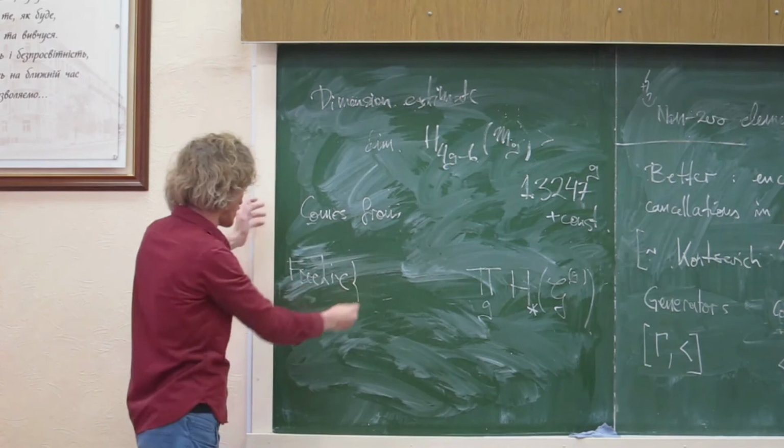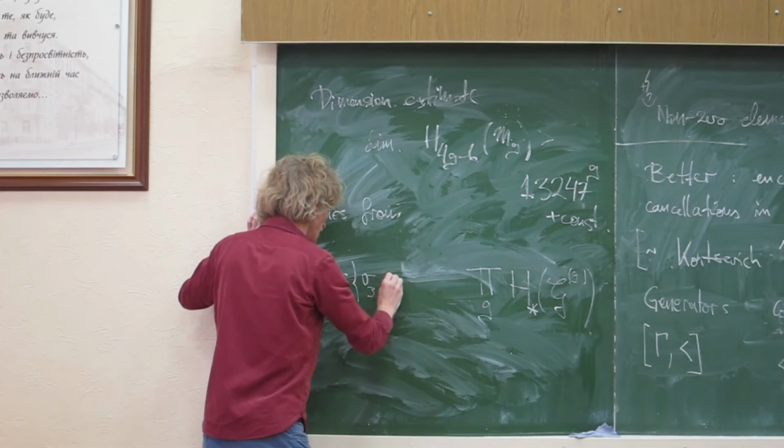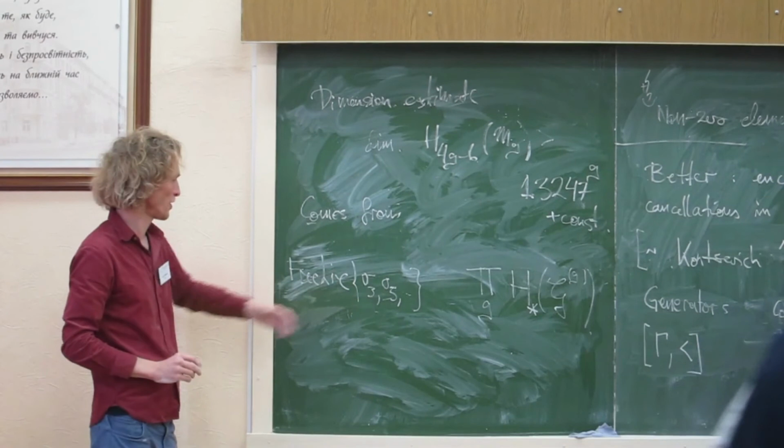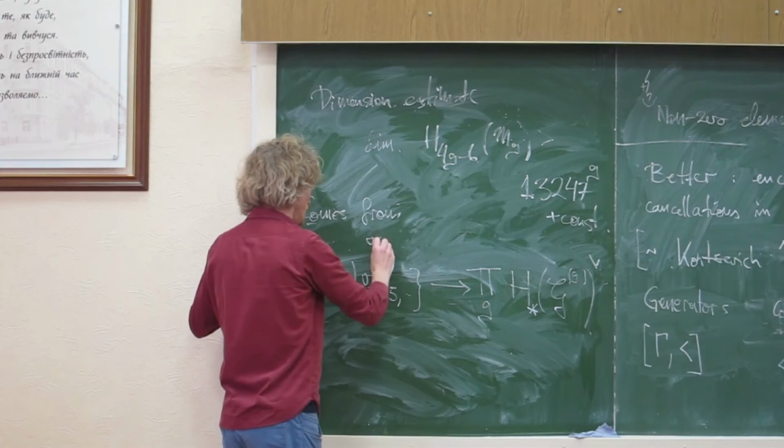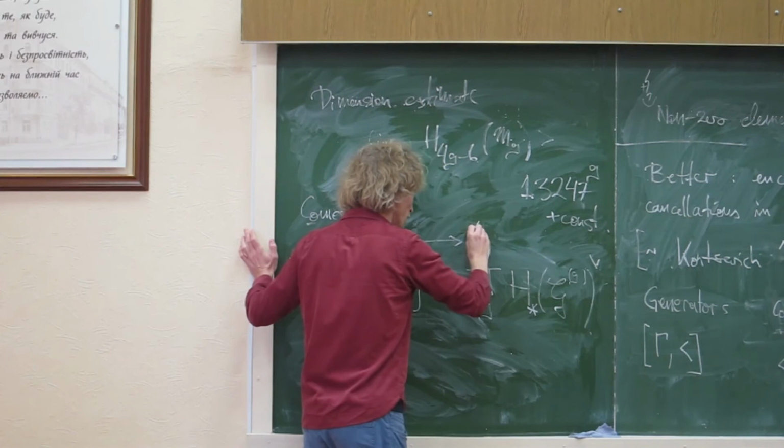Results of other people imply that this Lie algebra contains a free Lie algebra on infinitely many generators, one in each odd degree, where sigma g goes to this wheel graph.